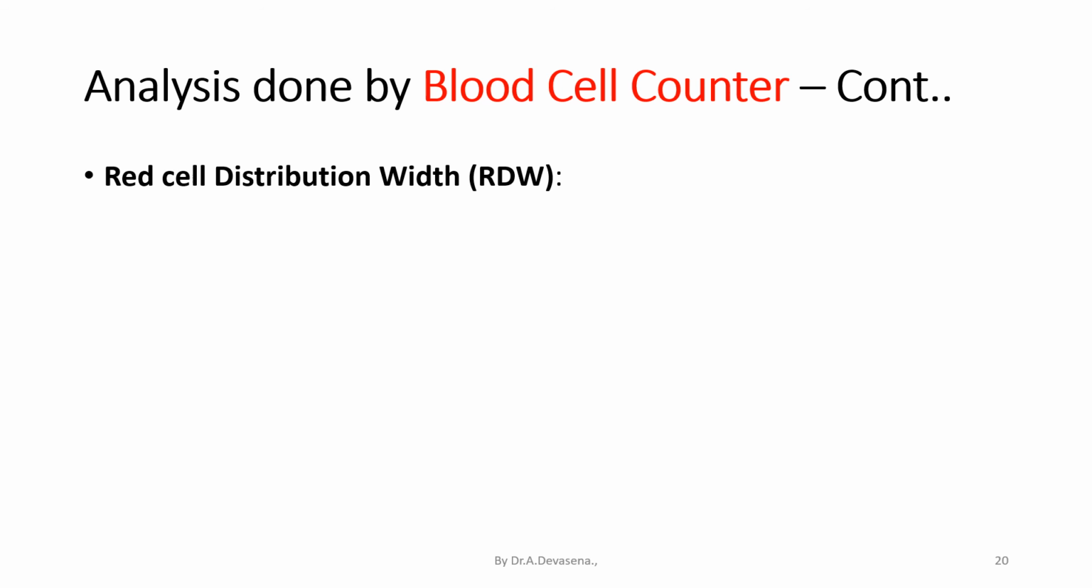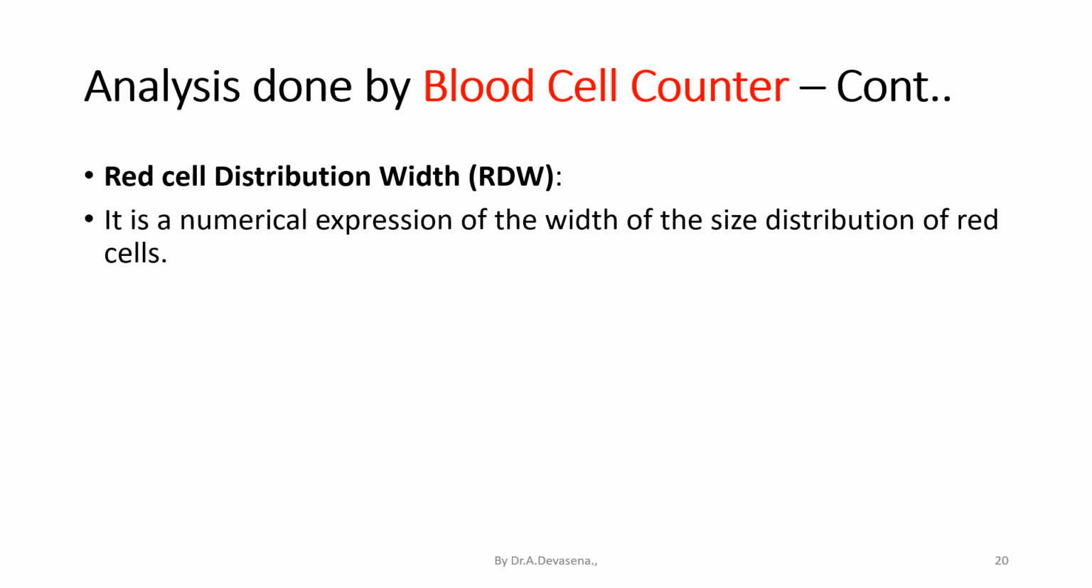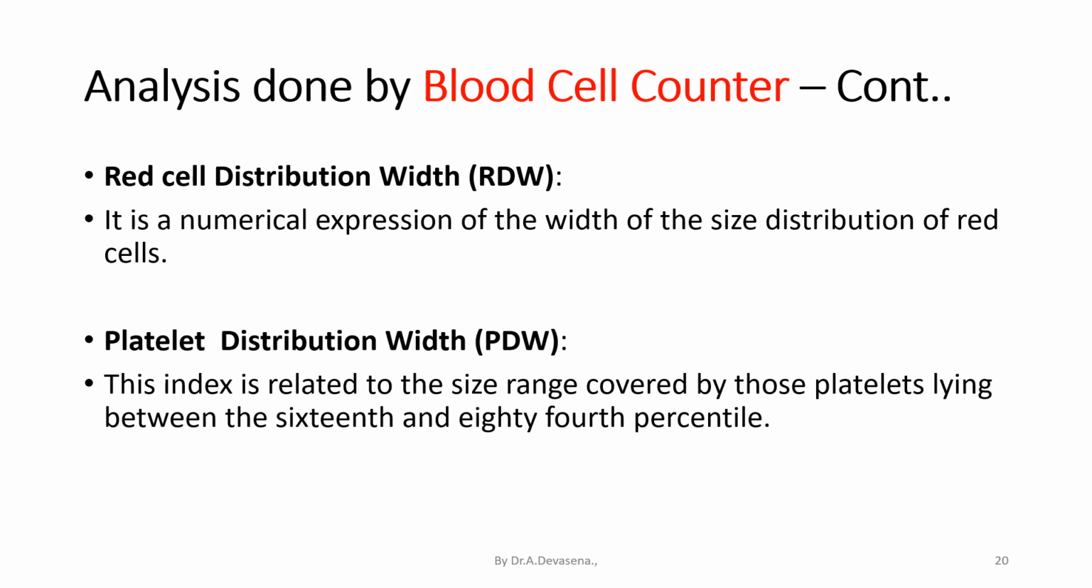Now we are going to discuss red cell distribution width, that is RDW. It is a numerical expression of the width of the size distribution of red cells. Now platelet distribution width, PDW. This index is related to the size range covered by those platelets lying between the 16th and 84th percentile.